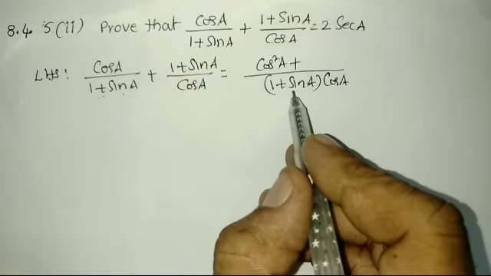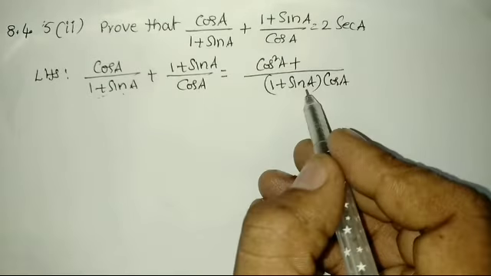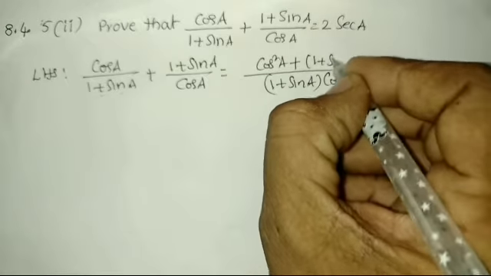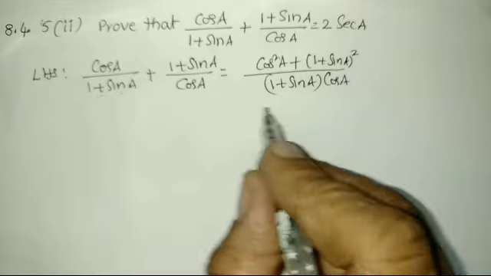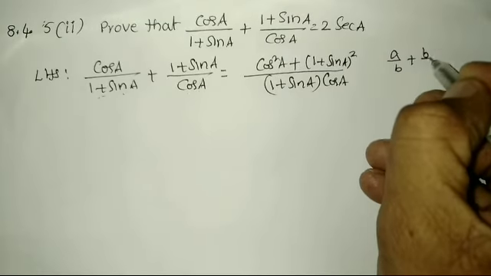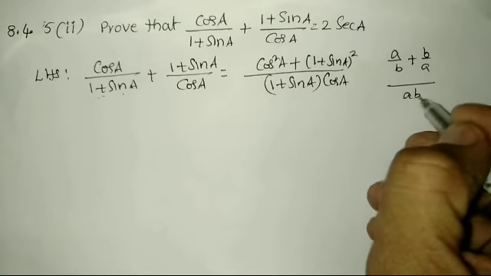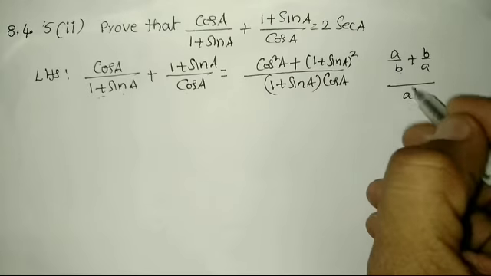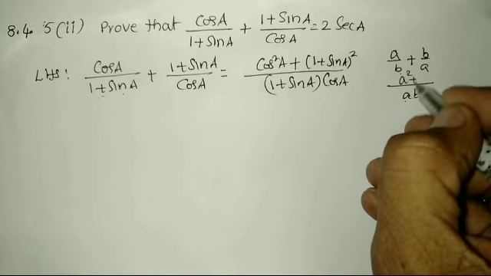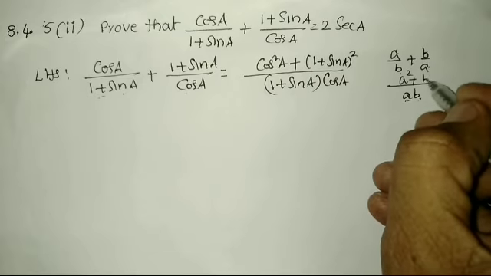Plus, if we divide this 1 plus sin A into cos A by cos A, we get 1 plus sin A as quotient: 1 plus sin A into 1 plus sin A, that is 1 plus sin A whole square. Now we know that A by B plus B by A. What is the LCM for B and A? AB. If we divide AB by B, we get A as quotient, A into A, A square. And when we divide AB by A, we get B as quotient, B into B, B square.